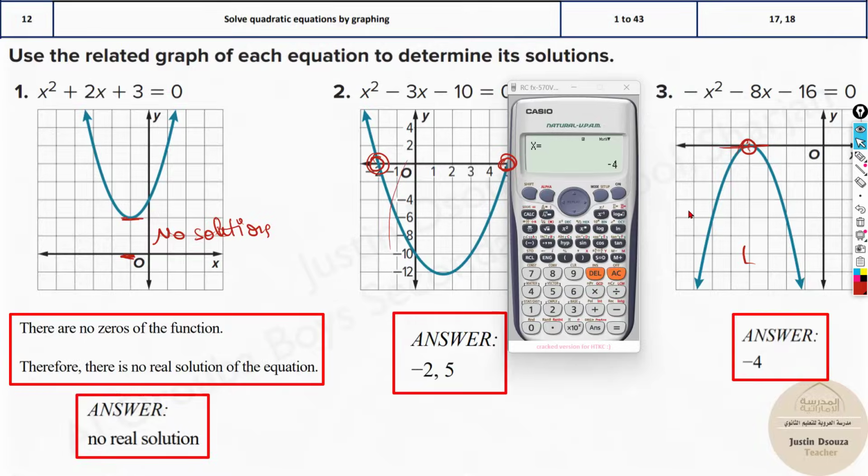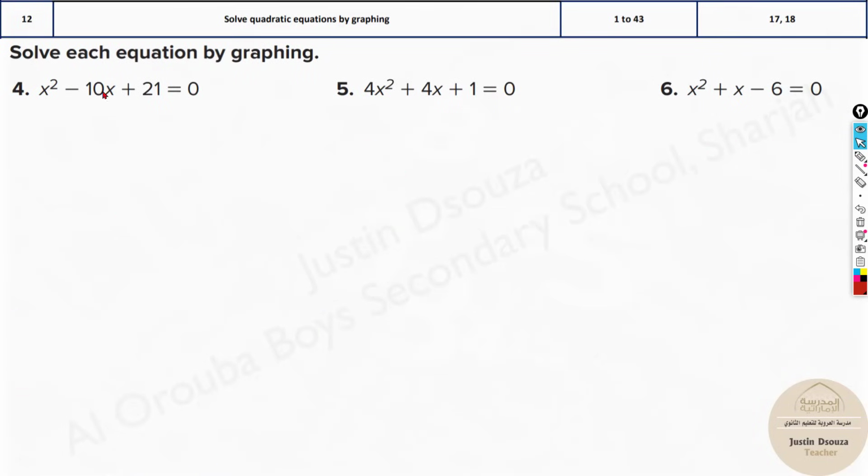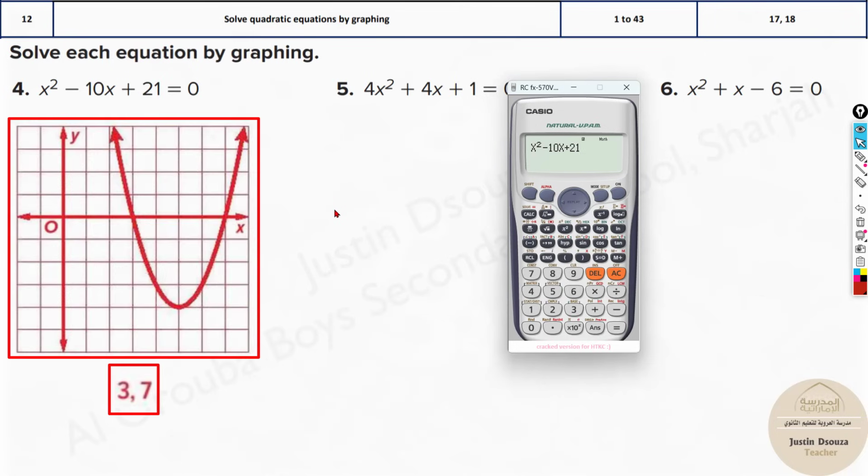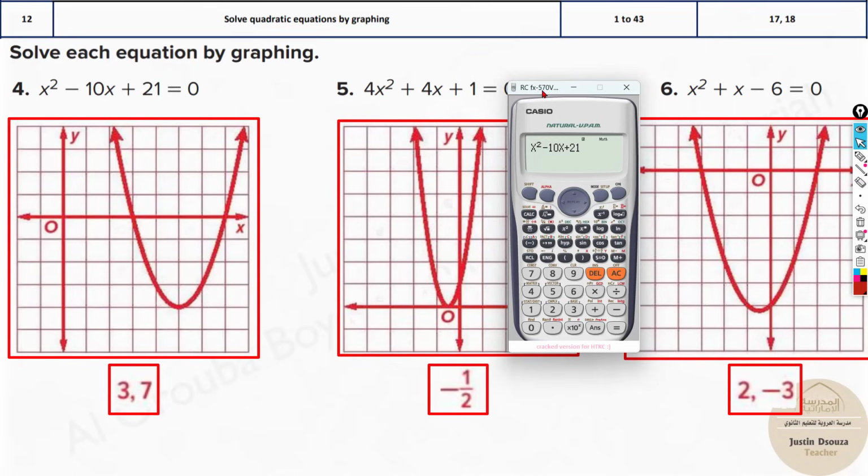Let's look into other problems. Here now they're asking us to graph these equations. So I will tell you a shortcut method in the calculator. All you need to do is type this equation out. Alpha x squared minus 10 alpha x plus 21. And now look into all the four options. You will have many different options, right? Now choose any x value.